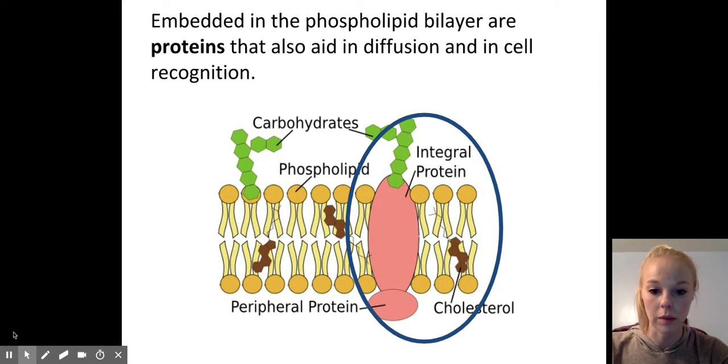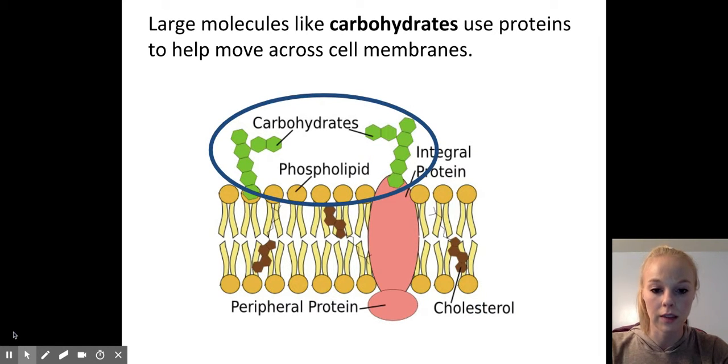Proteins are also embedded in the phospholipid bilayer. The protein channels help aid in the diffusion of molecules into and out of the cell. They can also be useful in cell recognition. Many of the proteins and phospholipids have large molecules, like carbohydrates, attached to them. These carbohydrates have many functions, which includes using proteins to help move across cell membranes. Your third key word is gradient.